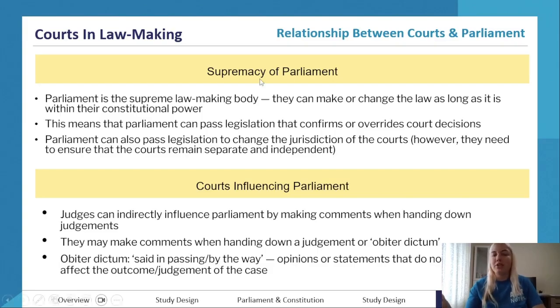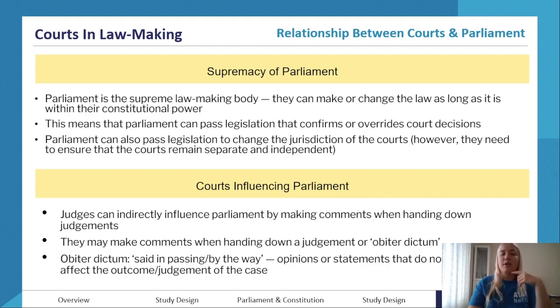So Parliament can make or change the law as long as it is within their constitutional power, and this includes overriding any common laws or court-made laws. So if they disagree with new precedents that courts have developed, they can just override them by changing their acts and therefore making those common law precedents of the courts invalid. This also means that Parliament can pass legislation that either confirms court decisions, or does not agree with them and abolishes them. They can even pass legislation to change the jurisdiction of the courts and their scope, so their original and appellate jurisdictions.